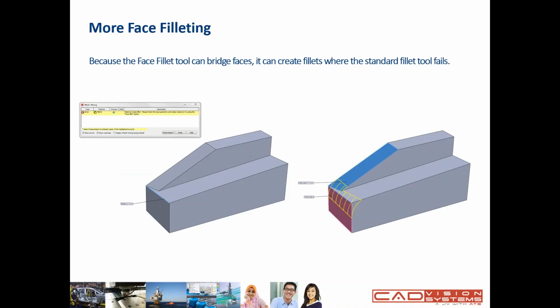Okay, same for this example. Also, we're using face fillet as a bridge to connect between the blue face and the pink color face. You can see it in the right hand side picture. So when we apply face fillet for the blue and the pink face, you can create a fillet like that. But if you see the left hand picture, using a standard constant size fillet, it will fail. Okay, this also can be applied.